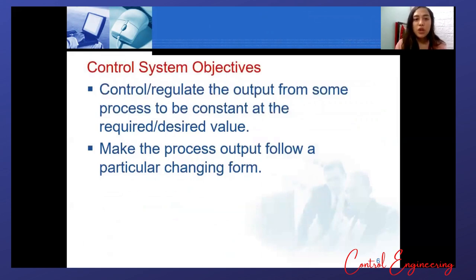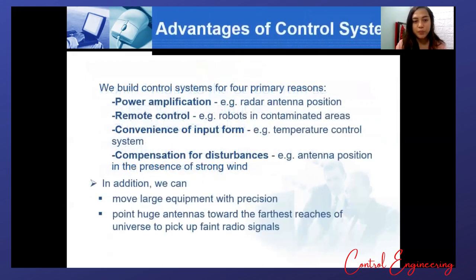So these are the objectives. It controls or regulates the output from some processes to be constant at the required or desired value, and makes the process output follow a particular changing form.